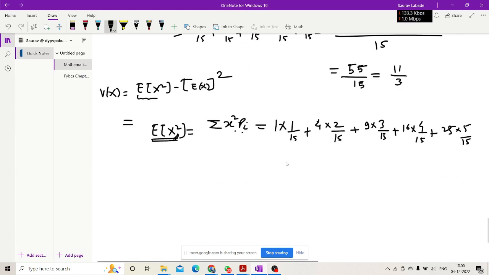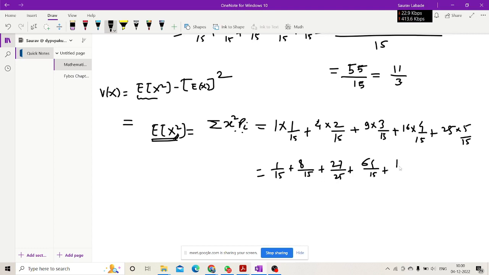Okay. So this will again become 1 by 15 plus 8 by 15 plus 27 by 15 plus 64 by 15 plus, what it is, 125 by 15, and just do the addition. What will the addition be? I think it is 225, right? It is 225 by 15, and that is 15.